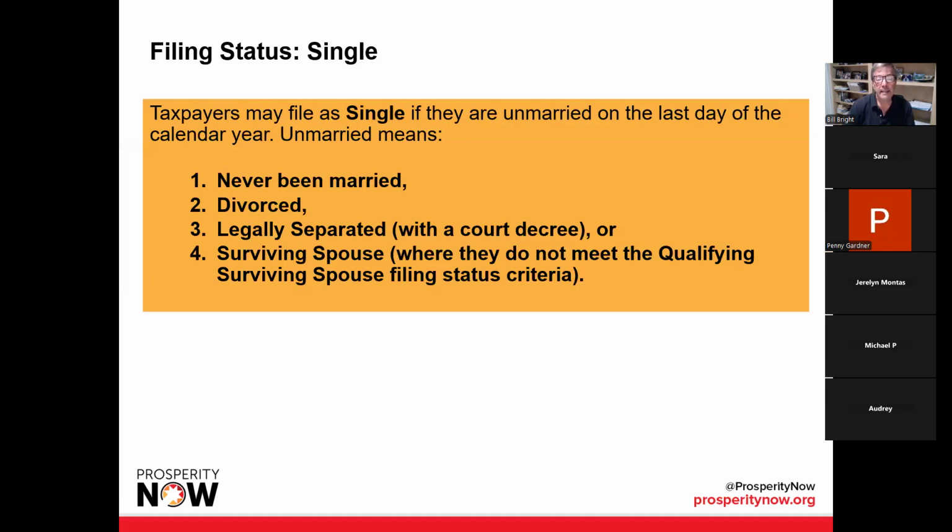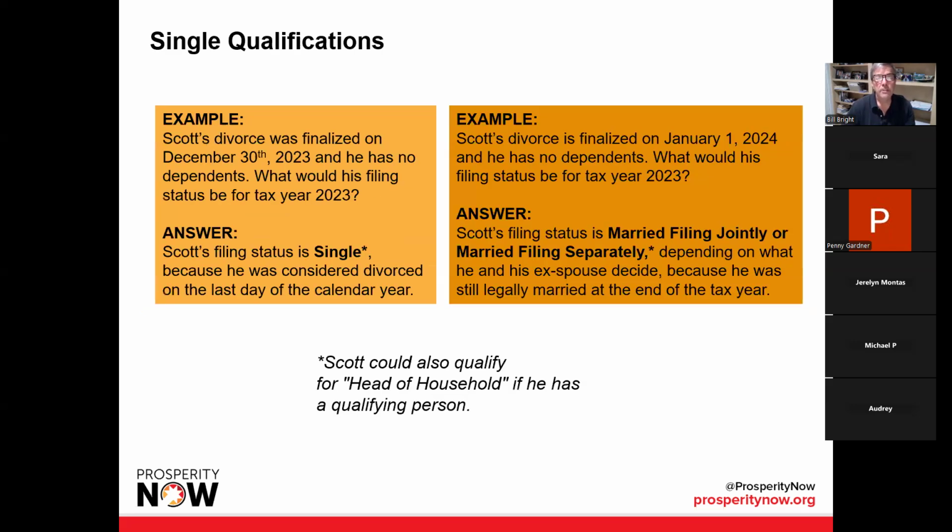Now, determining filing status. Single, as I had mentioned several times, is 72% of our returns last year and basically historically. So for 3 out of 4, it's pretty much a slam dunk on what to do there. Meaning they've never been married, or they're divorced, or they're legally separated with a court decree, or the surviving spouse, in other words, the husband passes away, but there are no qualifying children to grant the spouse a qualifying survivor spouse situation.